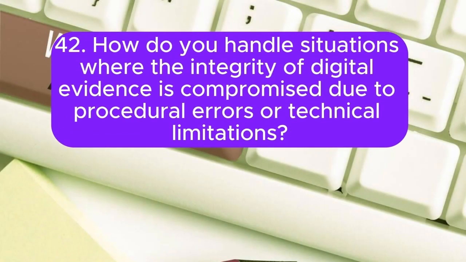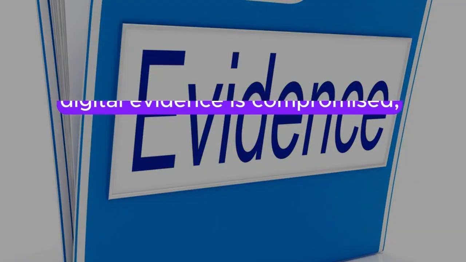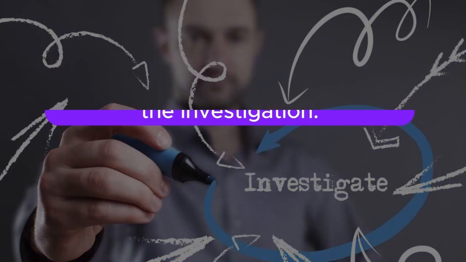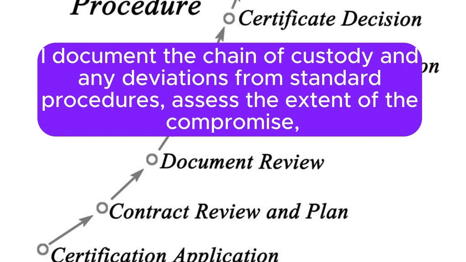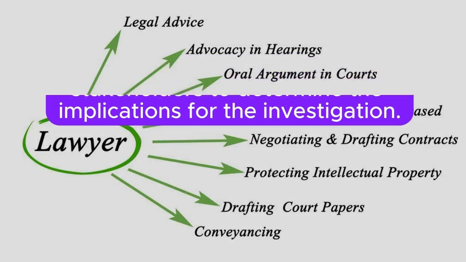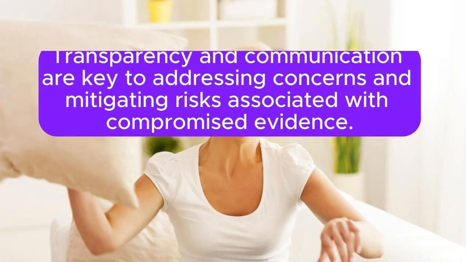42. How do you handle situations where the integrity of digital evidence is compromised due to procedural errors or technical limitations? Answer: When the integrity of digital evidence is compromised, it's essential to acknowledge the limitations and potential impact on the investigation. I document the chain of custody and any deviations from standard procedures, assess the extent of the compromise, and consult with legal counsel and stakeholders to determine the implications for the investigation. Transparency and communication are key to addressing concerns and mitigating risks associated with compromised evidence.